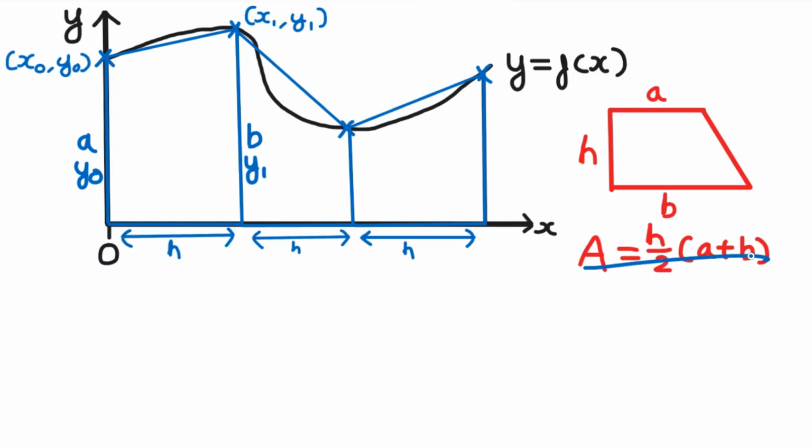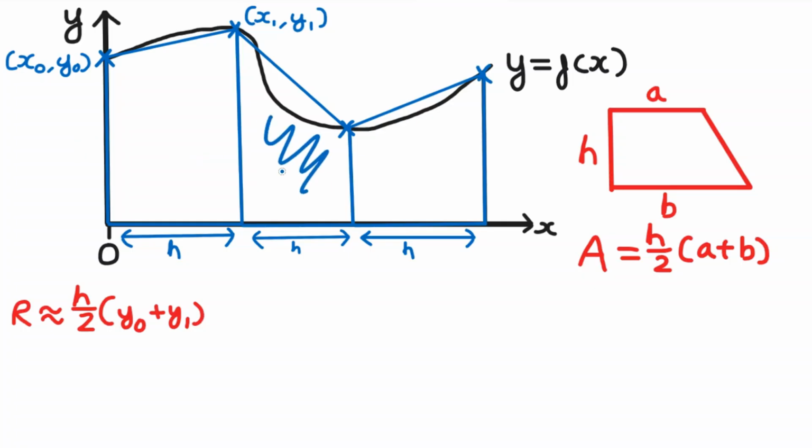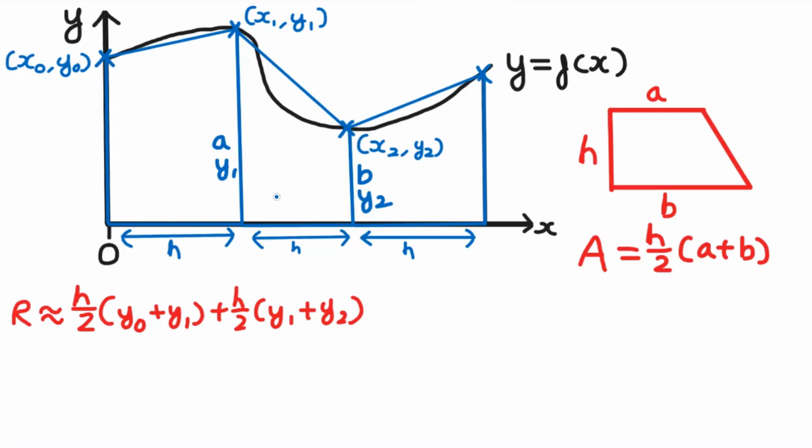So if we plug these values into this equation here, the area of this trapezium here is going to be h over 2 and then a plus b, so it's going to be y0 plus y1. So if we then consider the next trapezium, which is this one here, so now this side here is going to be a and this side here is going to be b. So we've already talked about this side here is going to be y1. And then this point here, if we call this x2, y2, therefore this side here is going to be y2. Remember, the thickness is the same, so therefore the area of this trapezium is going to be h over 2 and then y1 plus y2.